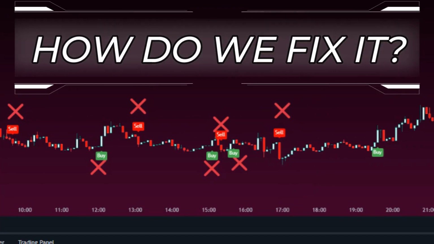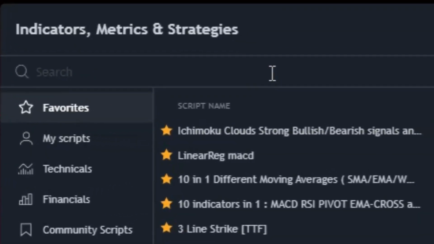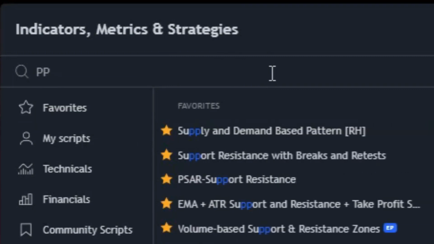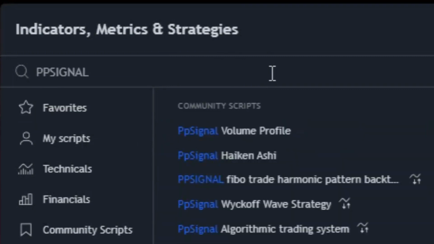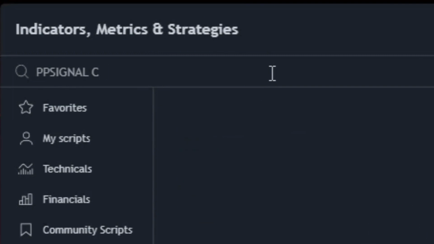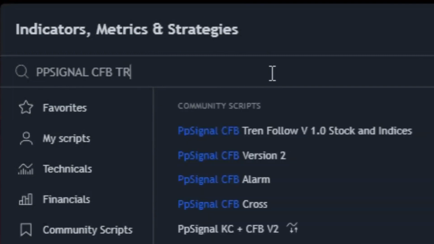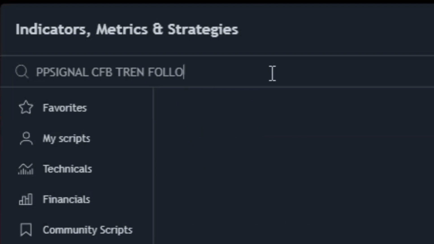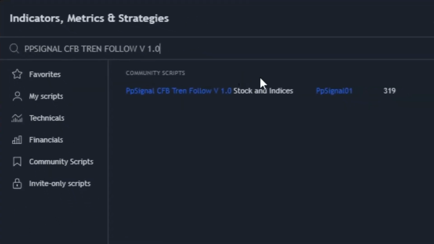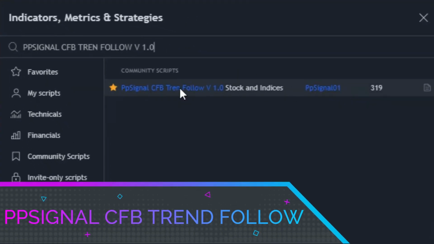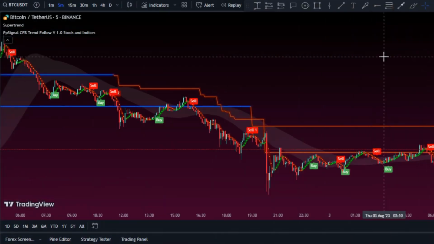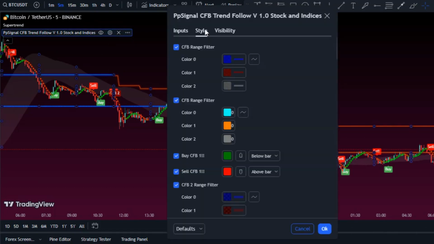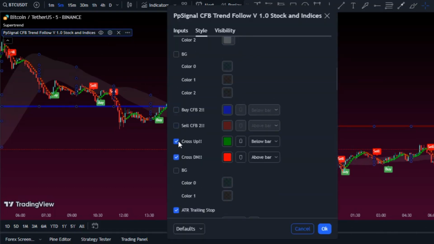Alright, so how do we fix this problem? I'll tell you. Now go back to the indicator section and this time search for and add the PP Signal CFP Trend Follow indicator. After that, copy my exact indicator settings to match it perfectly with the super trend indicator.